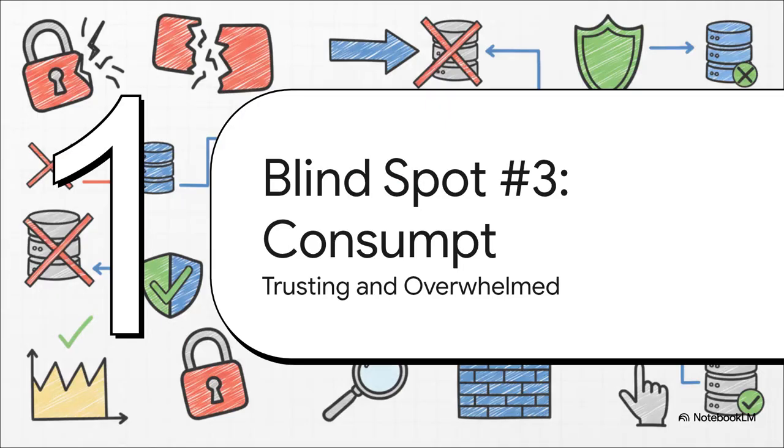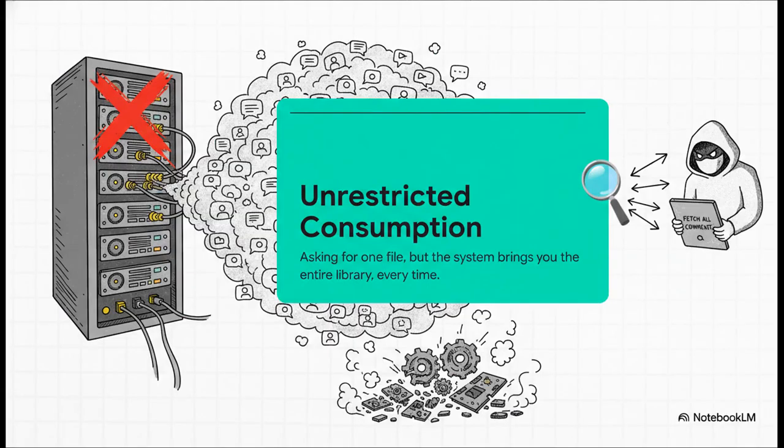Okay, our third blind spot is kind of a 2-for-1 deal. It's all about consumption. This covers 2 big problems. First, what happens when your gatekeeper gets totally overwhelmed by too many requests? And second, what happens when it blindly trusts information it gets from others? So, first up, resource consumption.